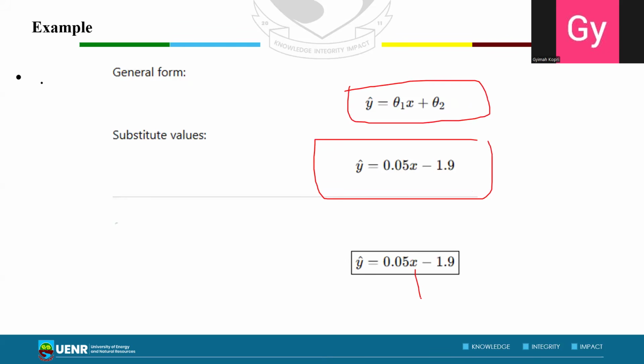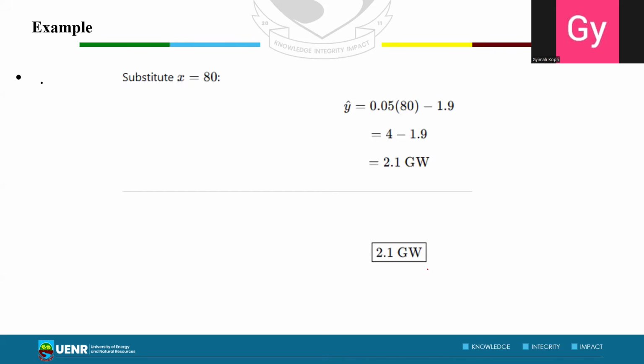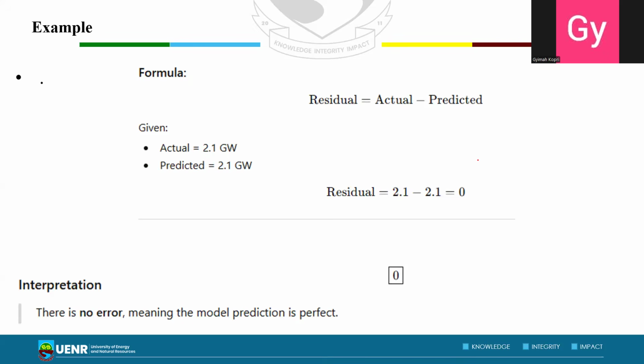And the value for x has been given as 80 degrees, because x is the horizontal axis and y is here. So if x has been given as 80, it tells us that wherever there is x, we put our 80 there. So if I do that, I put the 80 here, multiply by 0.05, I get 4. Minus 1.9, I get 2 gigawatts. Now, this is the answer that I've gotten. But let's go to the graph and see what is also there.